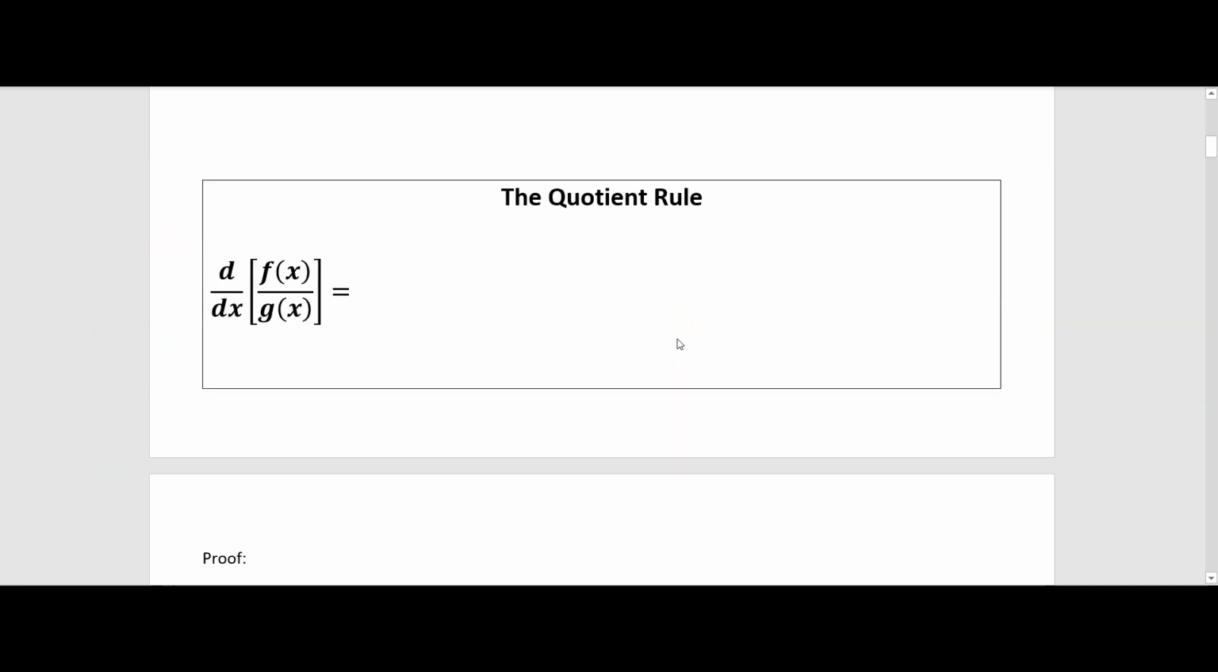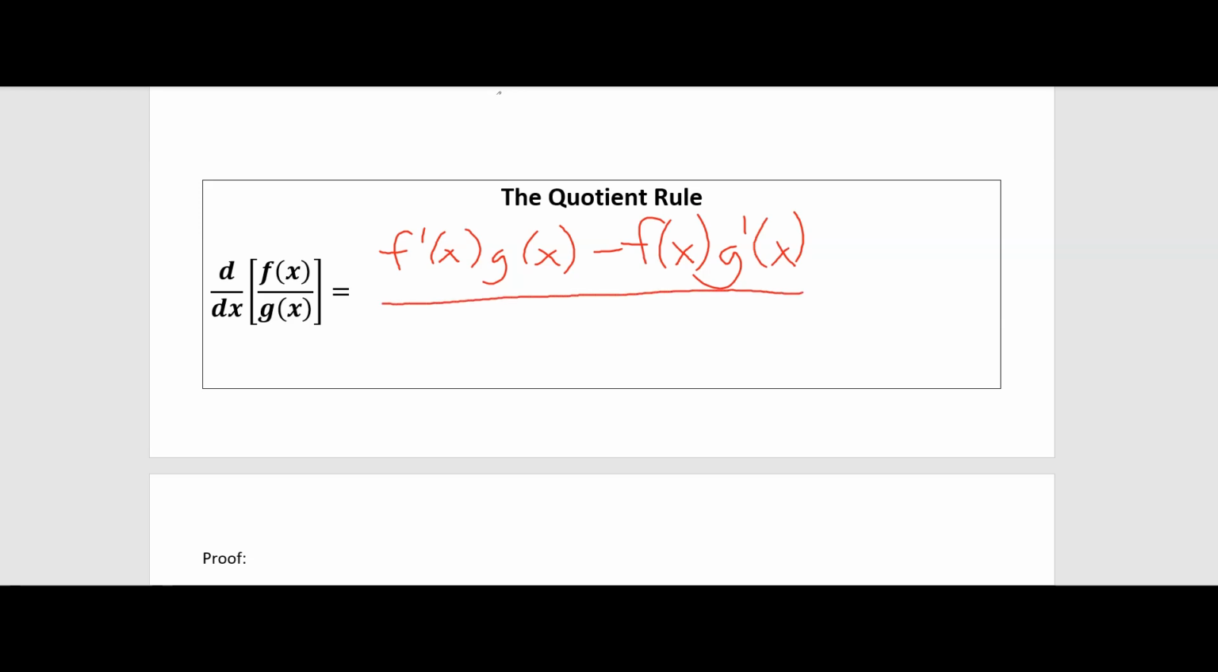So we're going to come down here to the quotient rule. And if I am taking the derivative of a quotient, I'm going to take the derivative of the top function, so f prime of x, times the bottom. Now I'm going to subtract the top function times the derivative of the denominator, or the derivative of the bottom function. And that's all going to be over the square of the bottom function, or the square of the denominator. So this is the quotient rule.